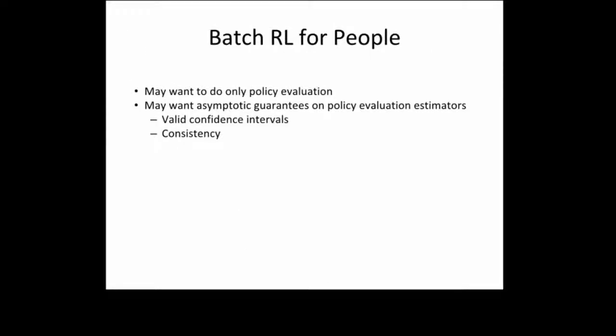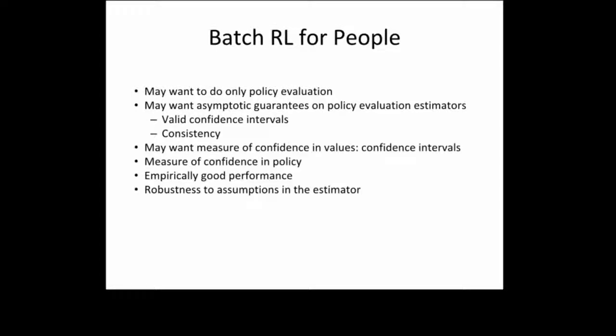So there's a number of different desired characteristics we might want if we're doing batch reinforcement learning for people. We may be in the situation where we only care about policy evaluation. We may not be doing policy selection. We're just trying to evaluate how effective a particular intervention or current policy was. We might want things like asymptotic guarantees on the estimators, particularly if we're coming from a statistics perspective. We may want to make sure that the estimators are consistent, or that they're asymptotically normal in terms of their confidence intervals or other properties like that.